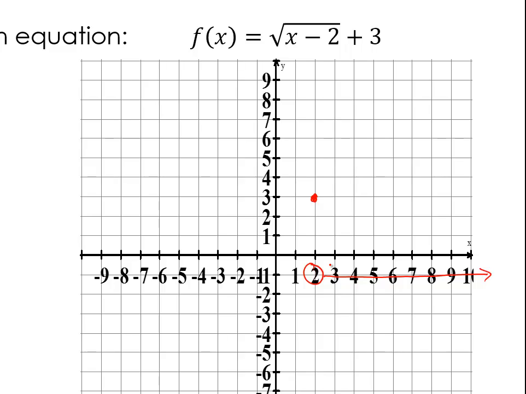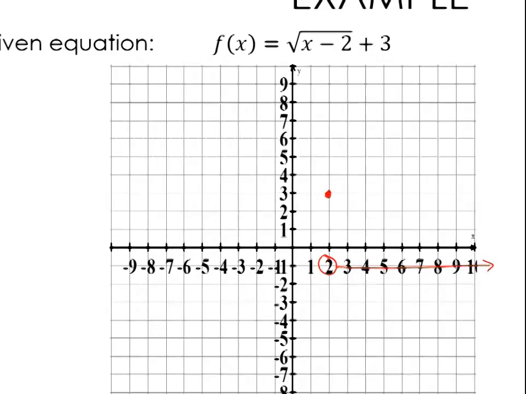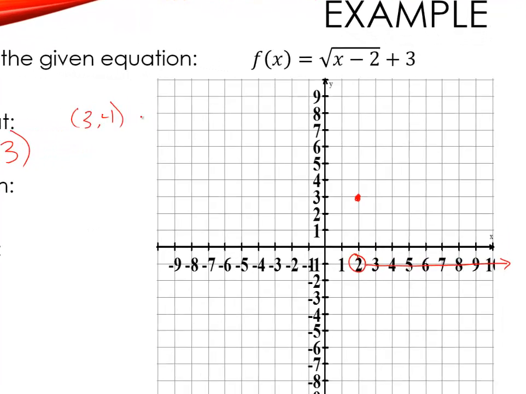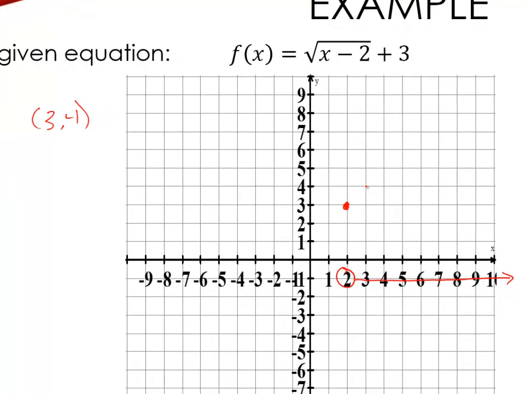If we plug in 3 to our equation, we're going to have 3 minus 2, which is going to be 1. The square root of 1 is 1, and then 1 plus 3 is 4. So we'll have (3, 4) as one of our points. Now this is the part that gets confusing, but don't worry about it, I'll explain it.